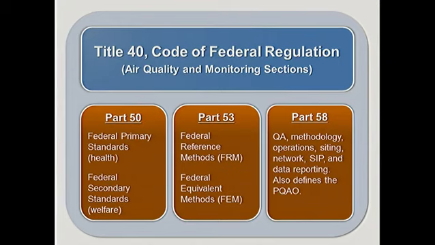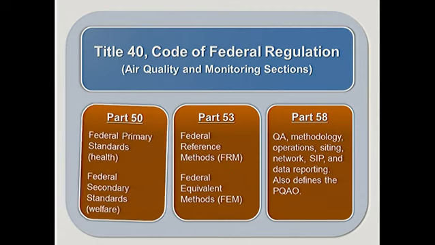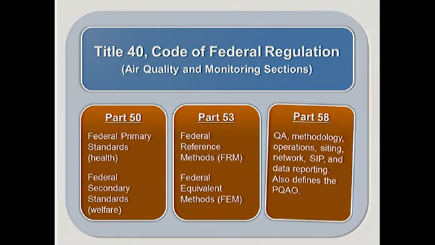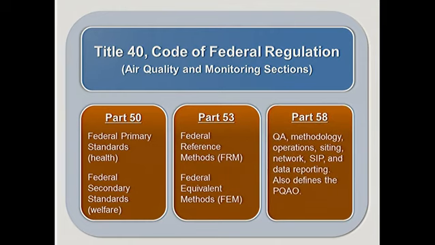Under Title 40, Part 50 addresses the primary and secondary standards. Primary standards are for the protection of the public health. Secondary standards are public welfare standards for the protection of the environment and prevention of property damage. Part 53 is federal reference and equivalent methods, and Part 58 covers QA for air quality monitoring activities. Part 58 contains the most frequently used information for air quality monitoring, and if it is not already, it will become your Bible.